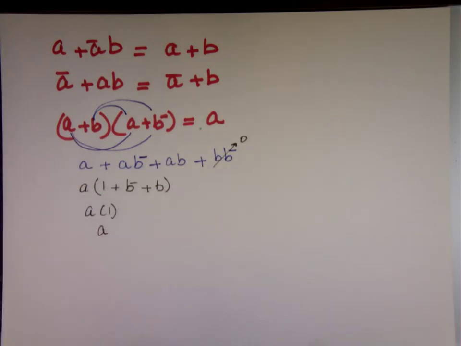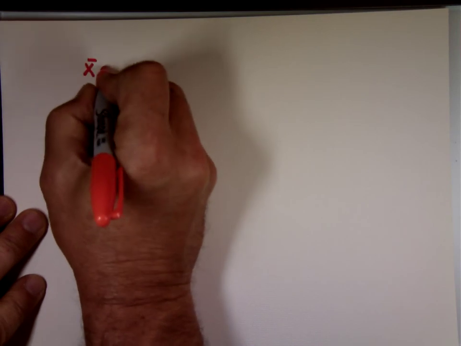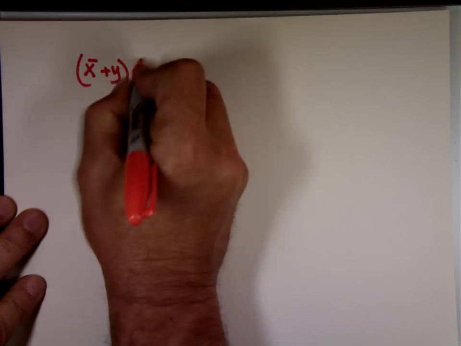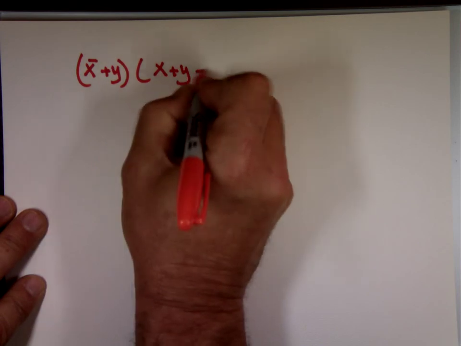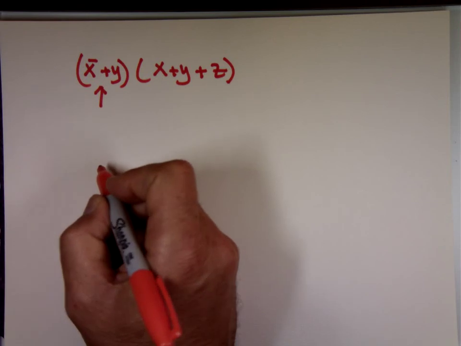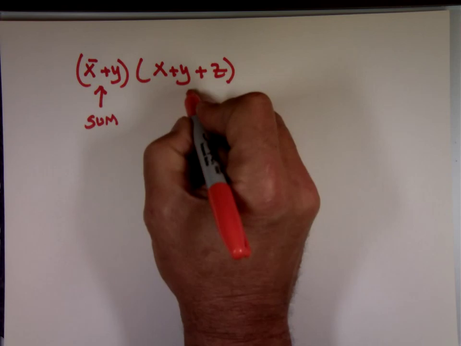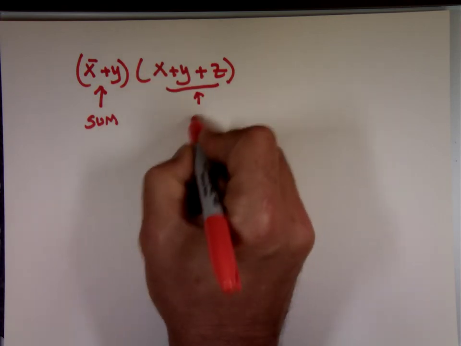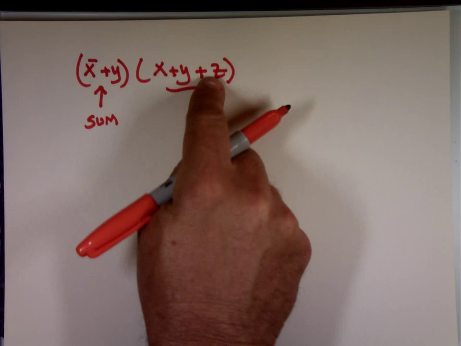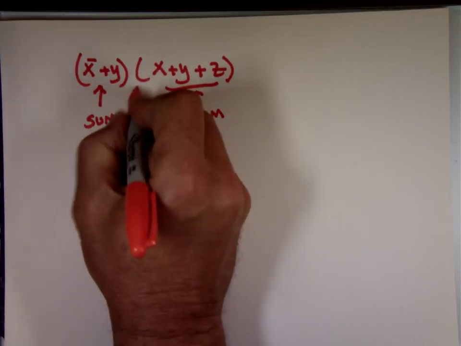When I write this one, let's look at this one. Is that a product or sum? Sum. What about this one? That's also sum. And what are you going to do with the two answers when you get them? You're going to multiply the two answers.